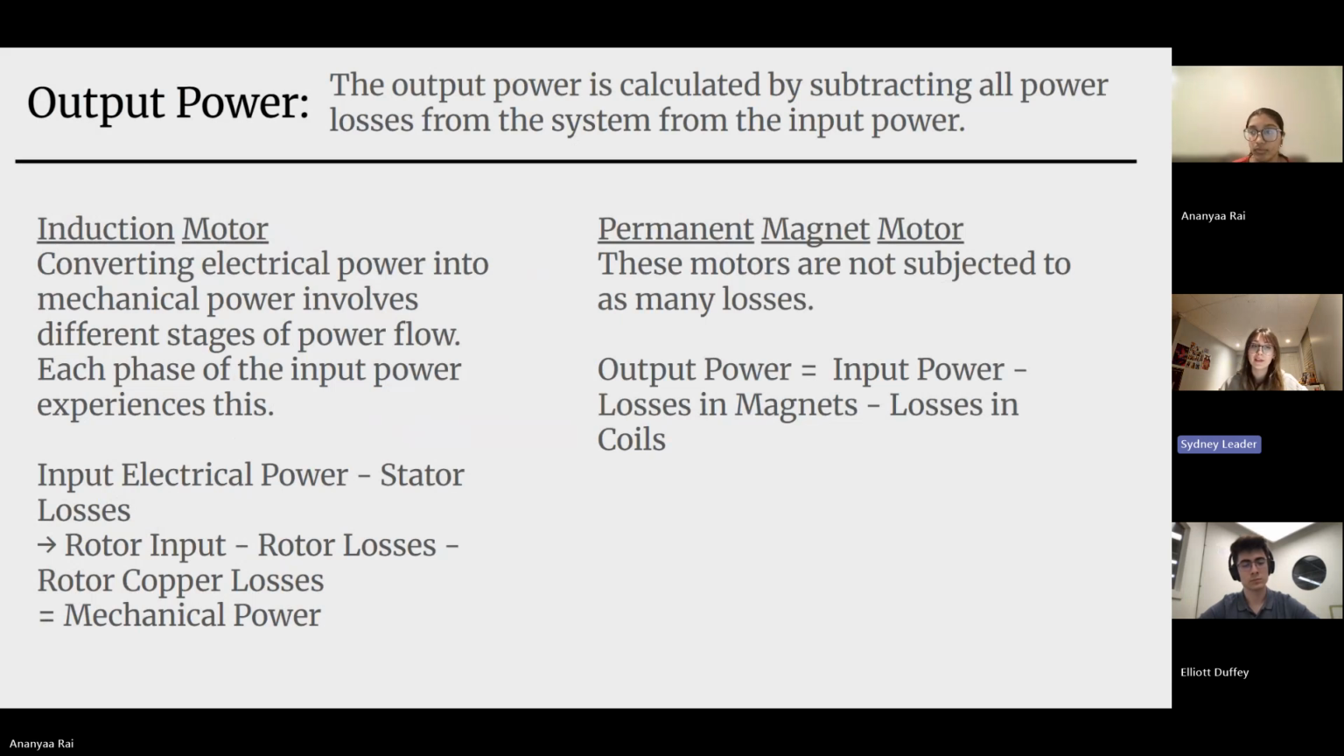Permanent magnet motors are not subjected to as many losses because they do not need constant current flowing through them to create a magnetic field. In this COMSOL model, the output power is purely mechanical from the rotor.